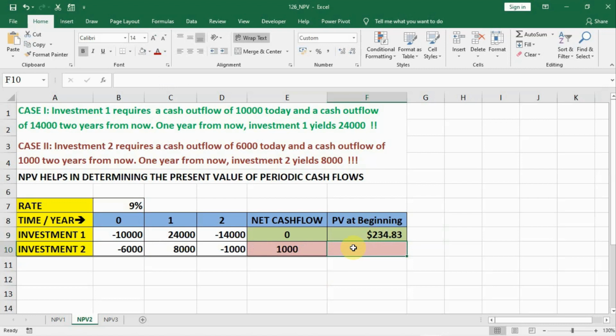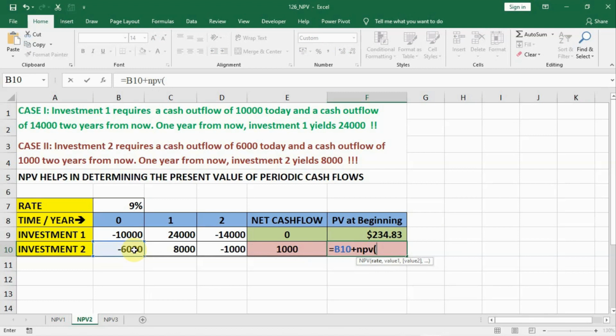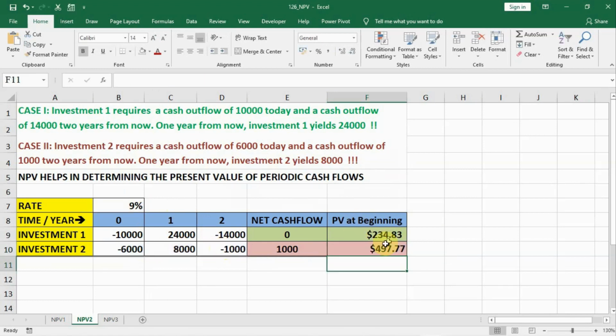And in the second case, we add our 6,000 rupees, that is the cash outflow, and calculate the net present value of the other two flows, the cash inflow and outflow over 2 years, for a 9% rate here. When we select these two values, it results in 497 rupees. So it seems that our second investment is quite profitable rather than the first investment.